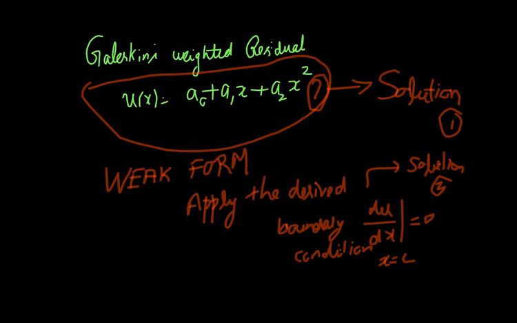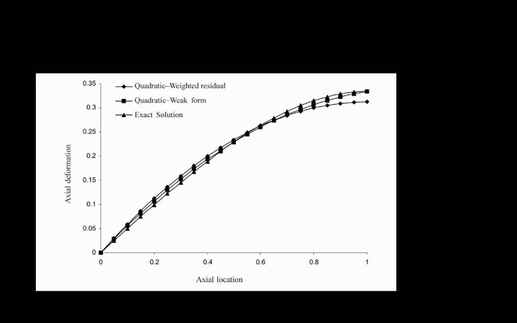Now we are going to compare the solutions, guys. Now I'm going to project the graph. Just watch. Okay, now you can see the graphs. They have compared three solutions. Along the x-axis of the graph is taken the axial location, which is an arbitrary location at a particular point in the bar. Along the y-axis is the displacement corresponding to that particular location.